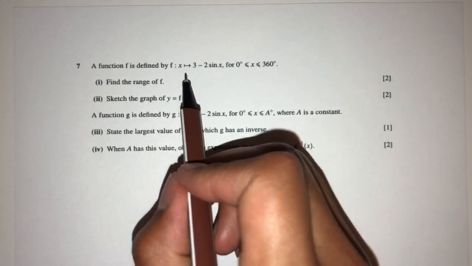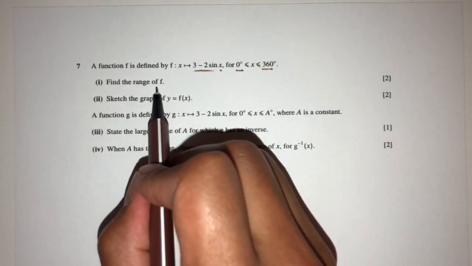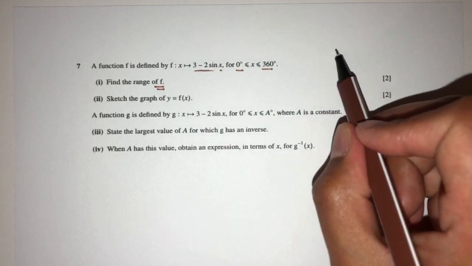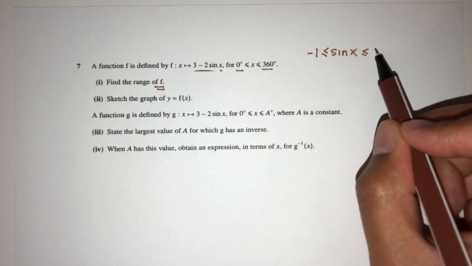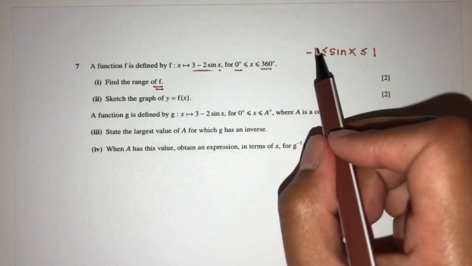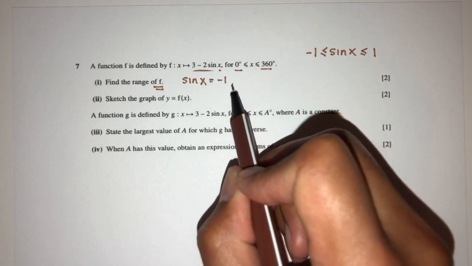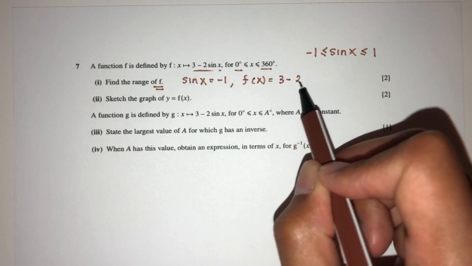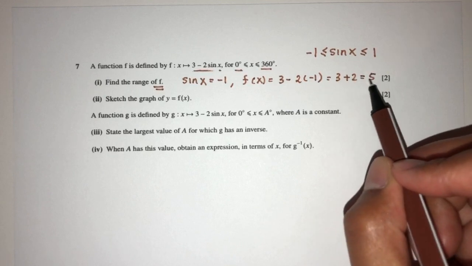The function f is defined by f of x is equal to this for values of x between 0 and 360. Now find the range of f, so pretty easy. 3 is a constant, 2 is a constant, so only this changes. Now we know sin x is only between the values of minus 1 and 1. So let's take the minimum value. When sin x is equal to minus 1, f of x will be 3 minus 2 times minus 1, that should be 3 plus 2, and that will be 5.